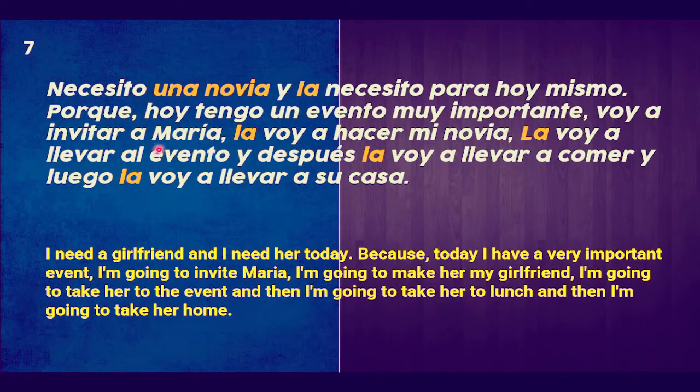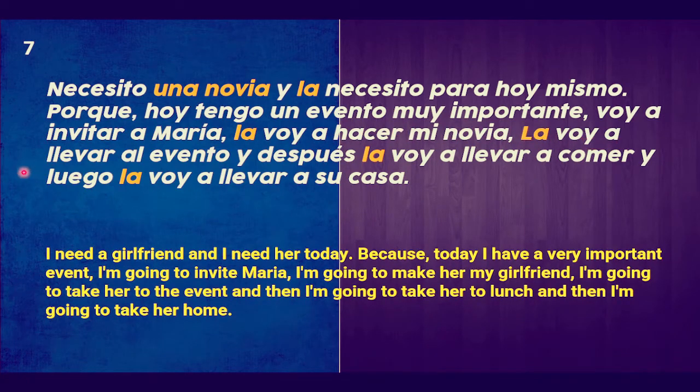Voy a invitar a María. María will be the thing that we're going to replace. María is a girl, so we're going to replace it with la. La voy a hacer mi novia. Oh, we have two verbs here, ir and hacer, ¿sí? So I get to choose if I put this here or at the end of the second verb. Voy a hacerla mi novia, ¿sí?